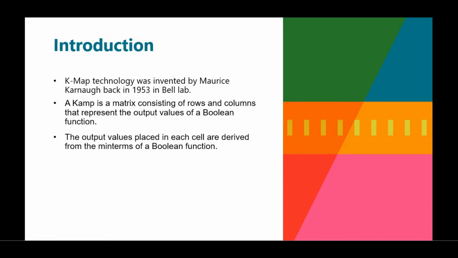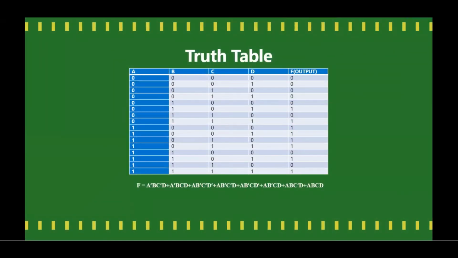A K-map is a matrix consisting of rows and columns that represent the output value of a Boolean function. The output values placed in each cell are derived from minterms of a Boolean function. So what are the minterms and what are SOPs? We will be discussing further by seeing the truth table. Here we have four inputs, A, B, C, and D, and one output. We have to make a function which can represent the ones, so by using SOP, that is sum of product, we will construct the formula.